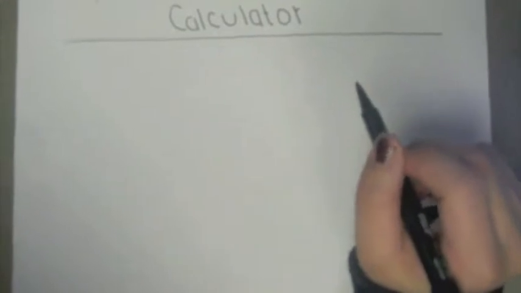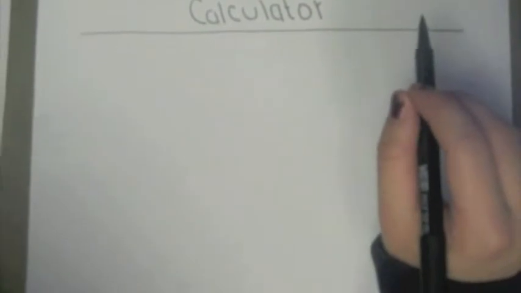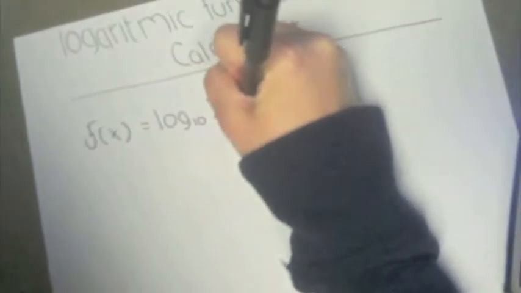Now I will be teaching you how to find the logarithmic function on a calculator. This specific technique can only be done when the log has a base of 10. This is called a common logarithmic function. So say I have the function f of x equals log base 10 of x, where x is equal to 10.